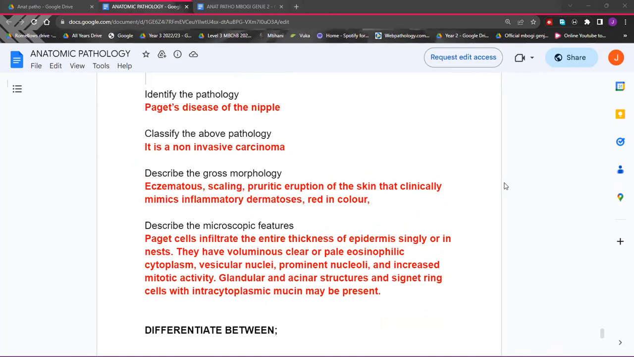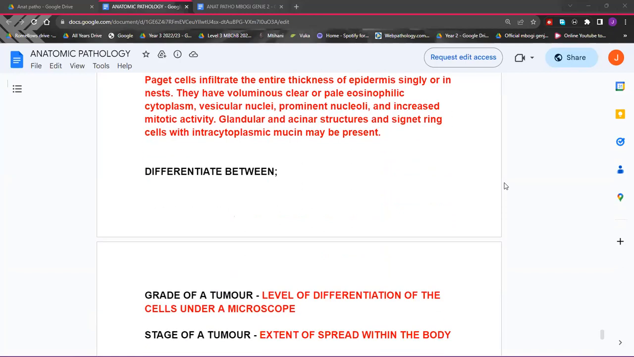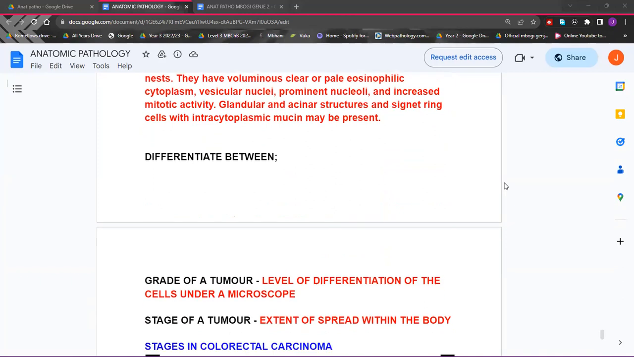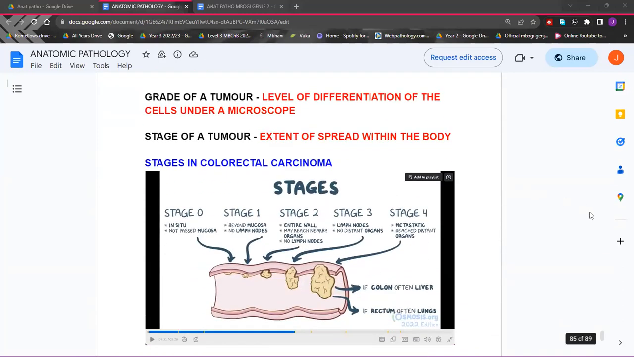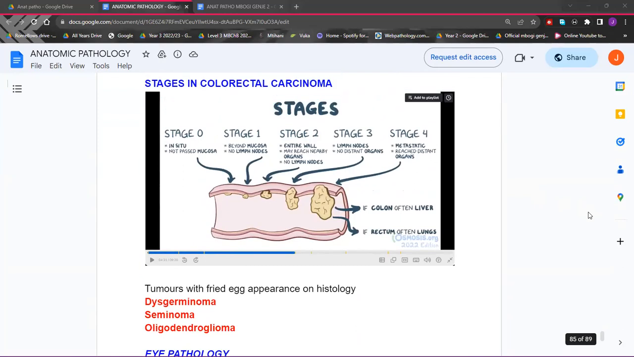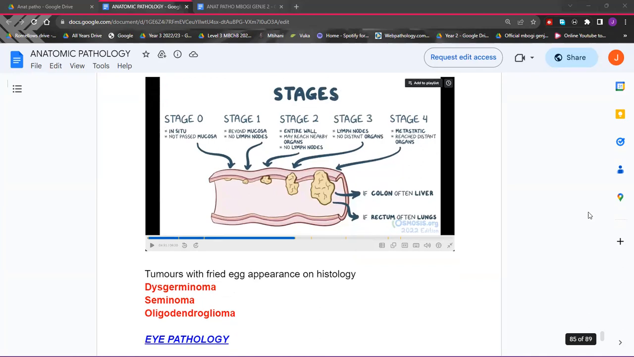So basically the next question is just how to differentiate between the stages of tumors. And also, be careful to know the difference between grade of a tumor and stage of a tumor. So the grade is the level of differentiation of the cells under the microscope, and the stage is the extent to which the tumor has spread. And below there is an image of stages. Now, stage 3 tumors with a fried egg appearance, there it is, have this germinoma, seminoma, and oligodendroma. Now, move to the next question.